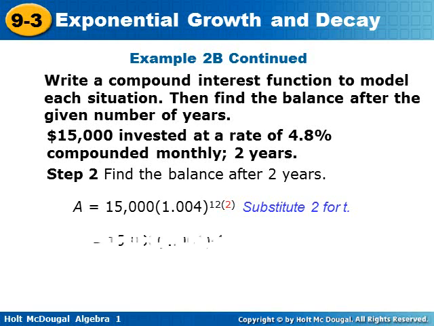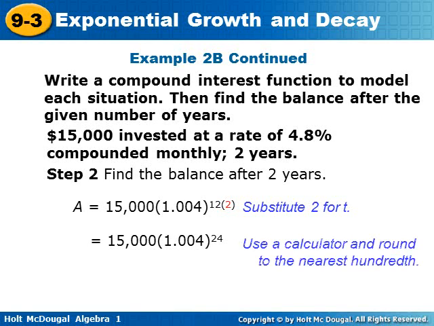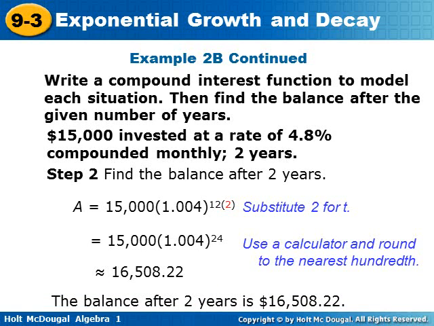And then we have to simplify. 12 times 2 is 24, and then we get 1.004 raised to the power of 24. And then we use a calculator, and then we multiply that by the 15,000, and we get $16,508.22. So the balance after 2 years is $16,508.22.